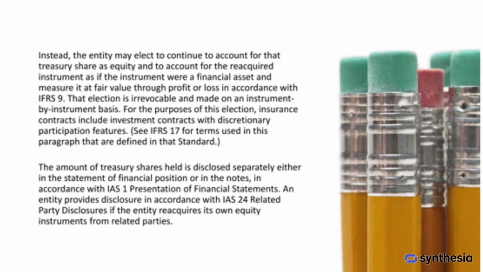Alternatively, an entity may choose to continue accounting for a treasury share as equity. At the same time, the reacquired instrument can be treated as if it were a financial asset and measured at fair value through profit or loss under IFRS 9. This choice is made on an instrument-by-instrument basis and is irrevocable. For this purpose, insurance contracts include investment contracts with discretionary participation features, as defined in IFRS 17.